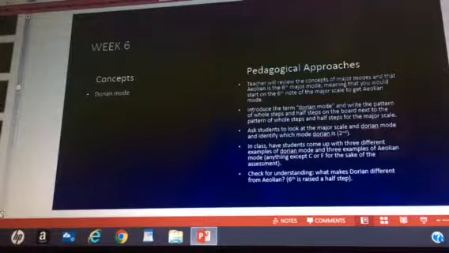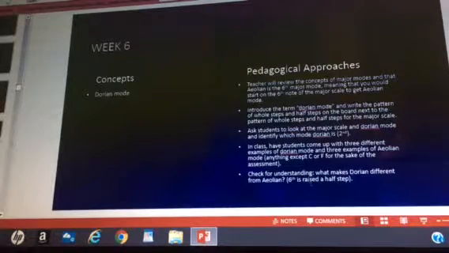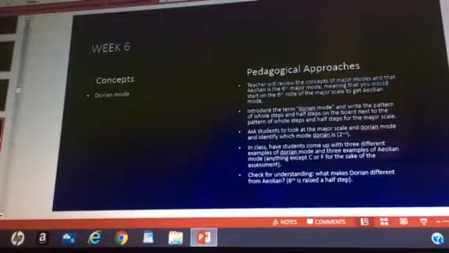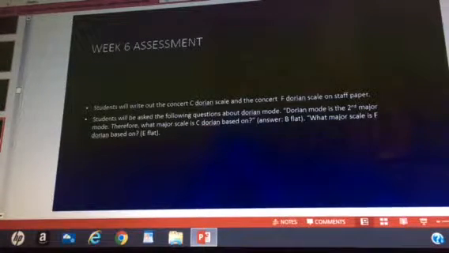The difference between Dorian and Aeolian, as you can see down here, is that the sixth is raised a half step. So the C Dorian scale is based off of the concert B flat major scale, and the F Dorian scale is based off of the concert E flat major scale. So I'm going to have them write out the C Dorian scale and the F Dorian scale on staff paper.